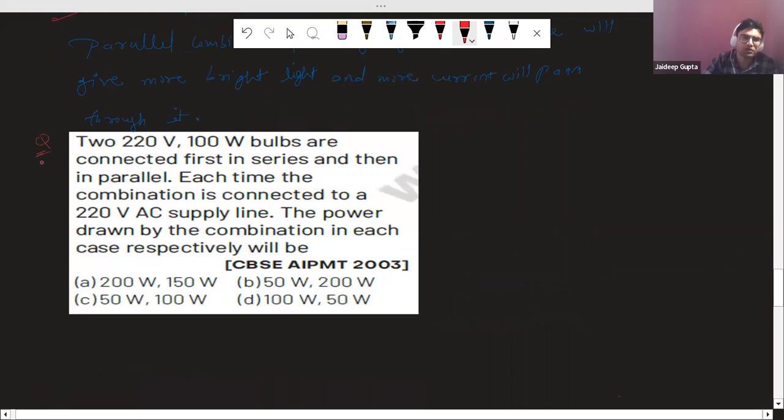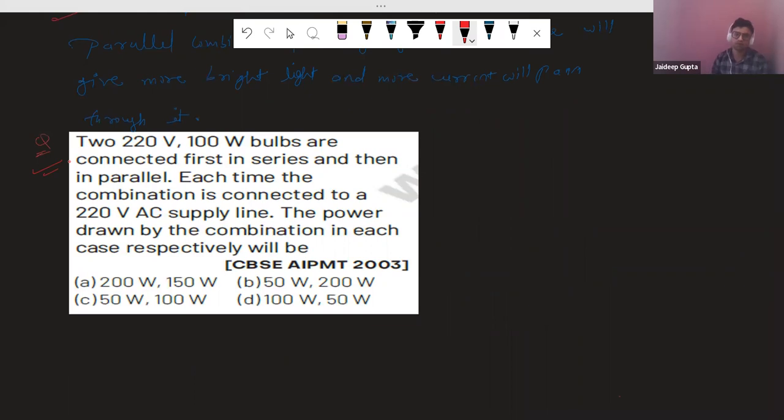Now, try this question fast. Very easy question. Two 220 V, 100 watt bulbs are connected first in series, then in parallel. Each time the combination is connected to 220 volt. The power drawn by the combination in each case is? So calculate the equivalent power in both the cases. Apply the formula, very easy.